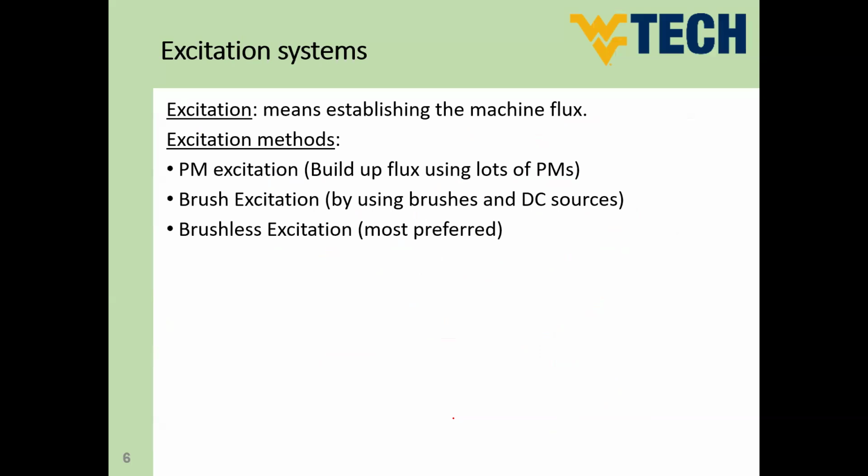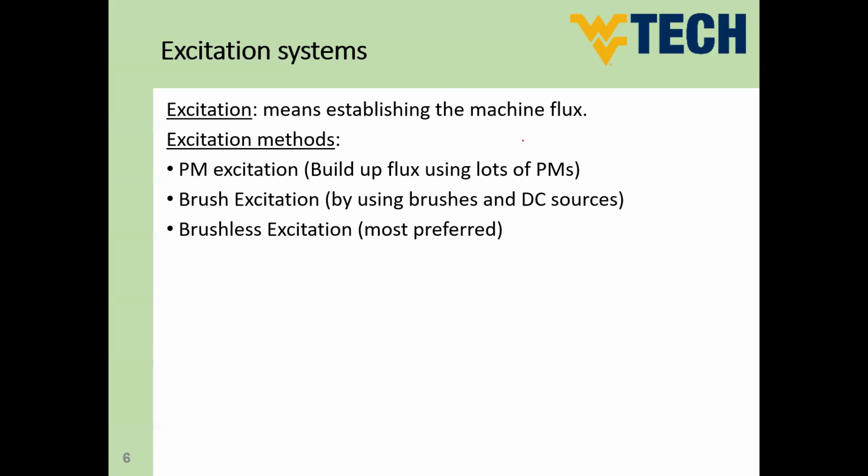After understanding the construction, we mentioned that we need a DC source for our field winding. So from where can we get this DC source? This is called excitation. The expression excitation means establishing the machine flux. So exciting a machine means creating a source of flux for this machine.